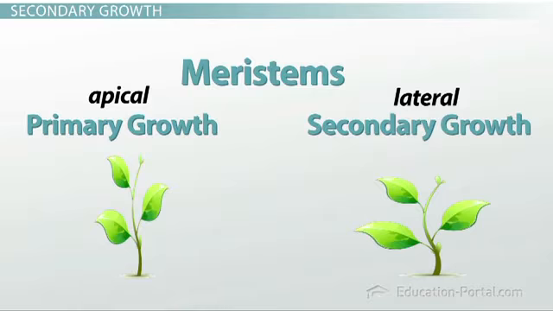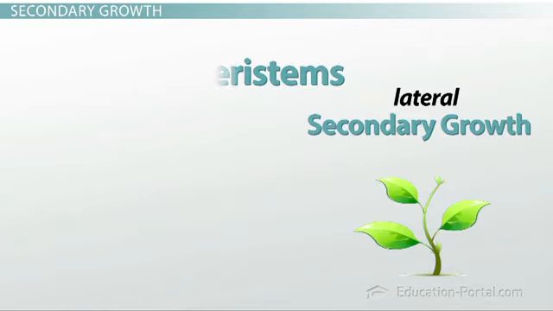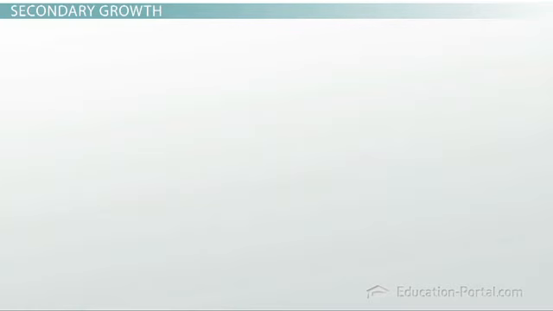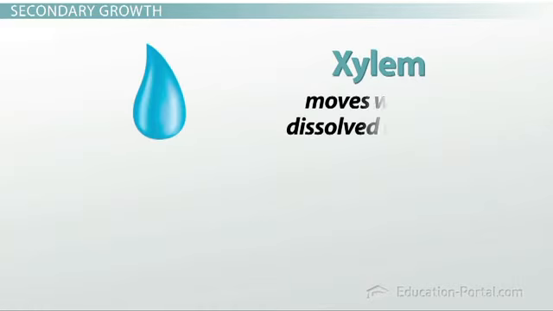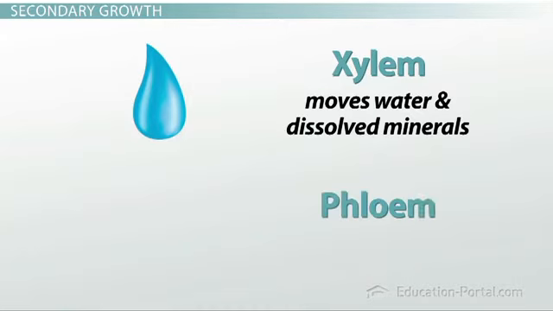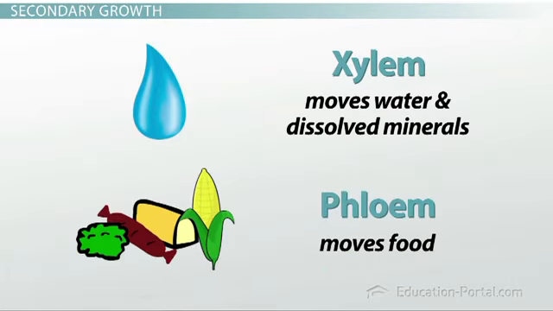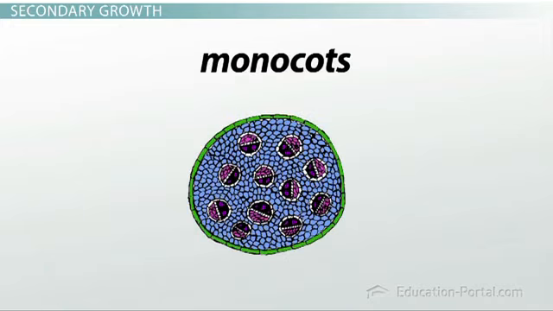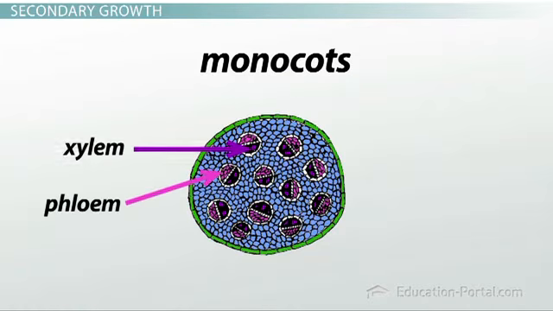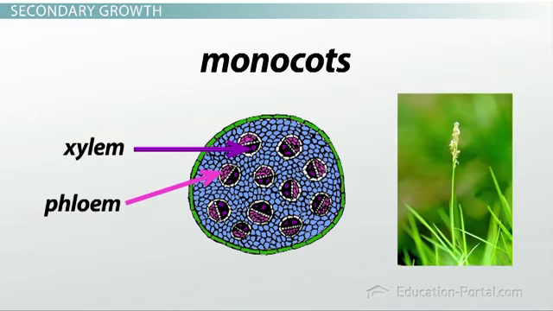In order to understand why it does not occur in monocots, let's review the structure of vascular tissue in both types of flowering plants. There are two types of vascular tissue, xylem, which moves water and dissolved minerals, and phloem, which moves food in the plant stem. In monocots and dicots, these structures are organized a bit differently. In monocots, the xylem and phloem are found in paired bundles and are scattered throughout the stem. Remember that monocots are simple flowering plants such as grasses.